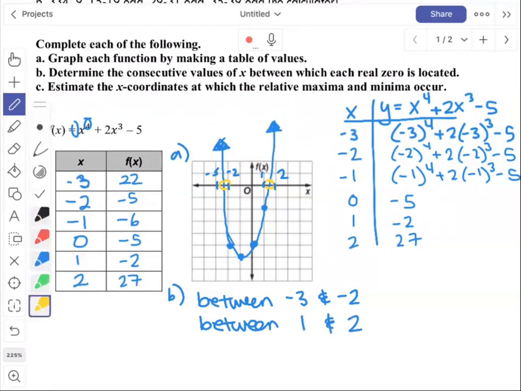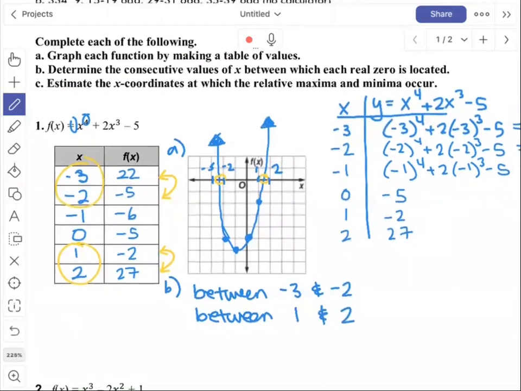Another way you can see that with your chart is where it goes from a negative number to a positive number, or between a positive number and a negative number. So we see that sign change. That's when it crosses the x-axis. So it's between 1 and 2 and between -2 and -3. That's a way to look at the chart and find those consecutive values.